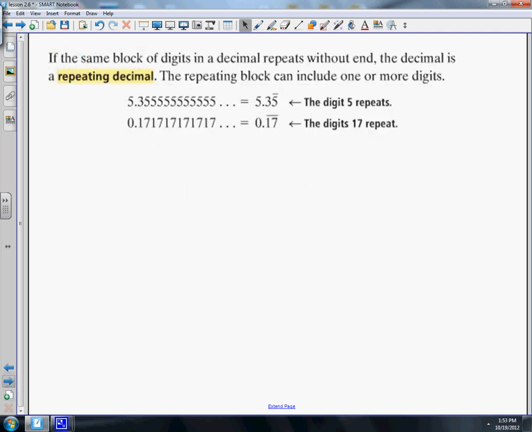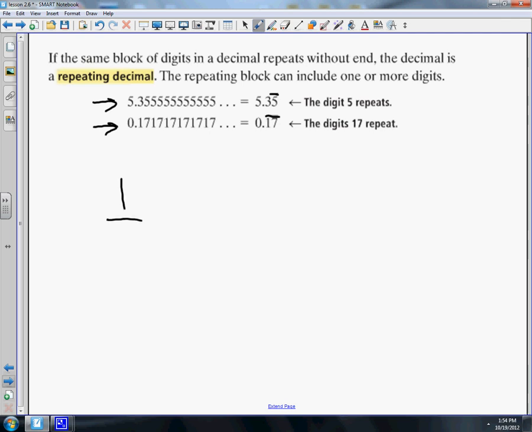The other type of decimal you can get is called a repeating decimal. If you look at this example, you have 5.35555 and the 5 repeats on forever. The way we would write that is 5.35 with a horizontal line over top of the 5. Just put it over the 5 because it's not the 3.5 that's continuing, it's just the 5. If you have more than one digit continuing, like 0.17171717, you would write it as 0.17 with the line over both the 1 and the 7.